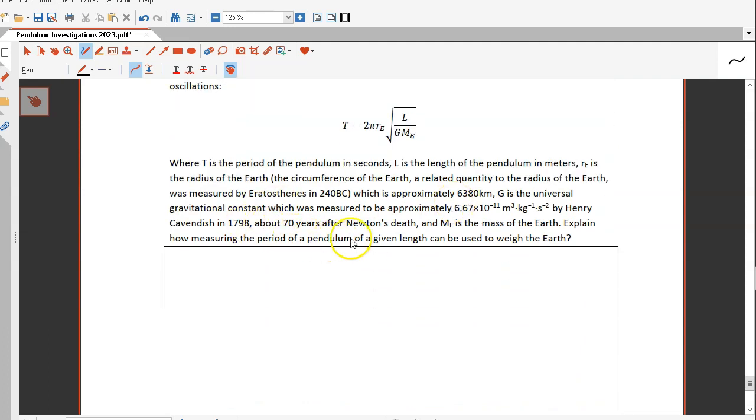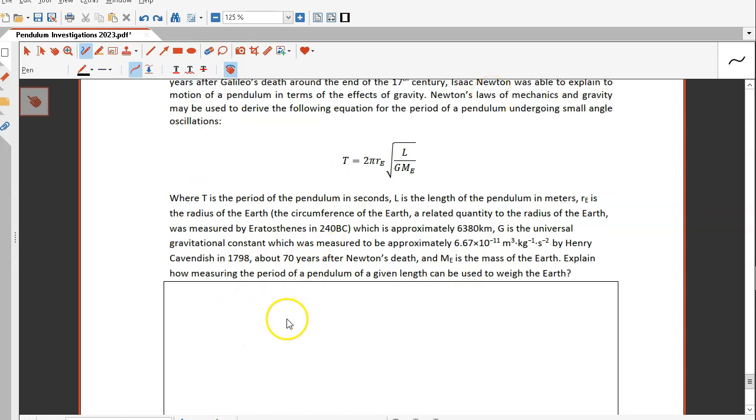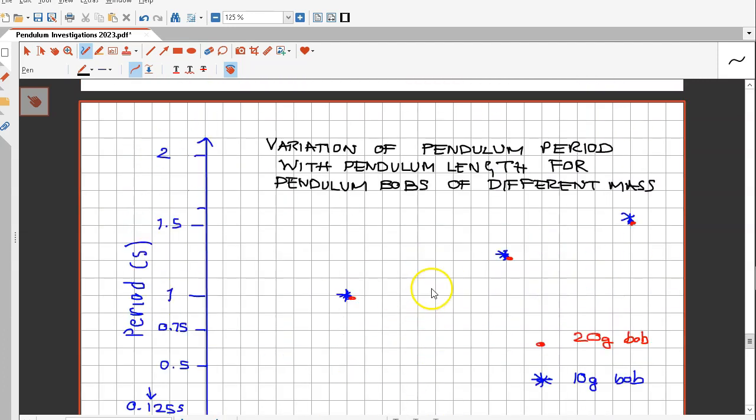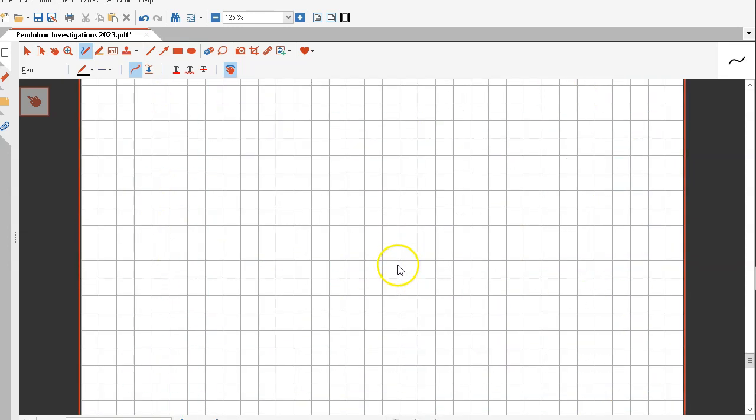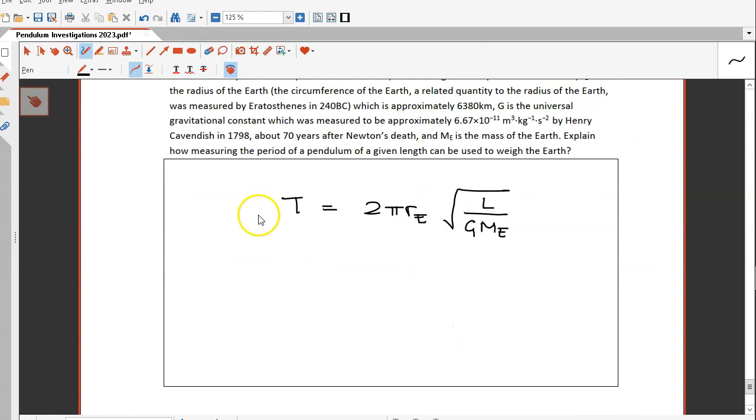So explain how measuring the period of the pendulum of a given length could be used to weigh the Earth. Here is that if we know the relationship between the two, like so, we could take some of our data. So let's take one of our data points. Let's take this one where a 0.2 meter long pendulum has an average period of 0.97 seconds, and we could substitute that into this equation.